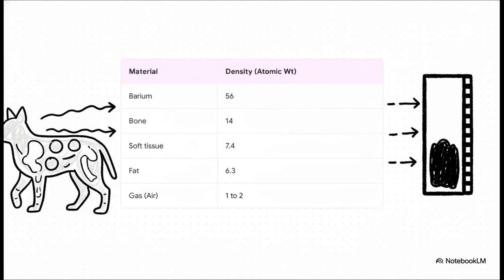And this brilliantly illustrates exactly why those different shades of gray appear the way they do. It's all about shadows and atomic weight. It's almost like a giant shadow puppet show. As X-rays pass through an animal, different tissues absorb different amounts of radiation simply based on their atomic weight. High atomic weight materials like barium at 56 or bone at 14, they absorb a ton of X-rays. Because those X-rays are blocked, the film underneath isn't exposed, which leaves a bright white shadow. On the flip side, gas has a tiny atomic weight of just 1 to 2. It lets the X-rays blast right through, hitting the film and turning it totally black.